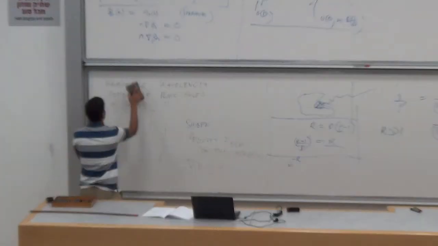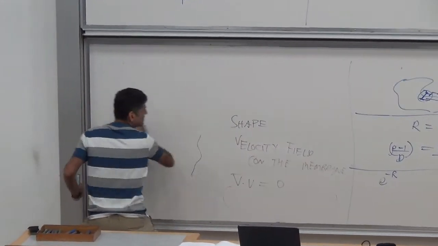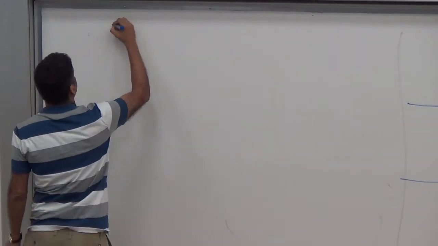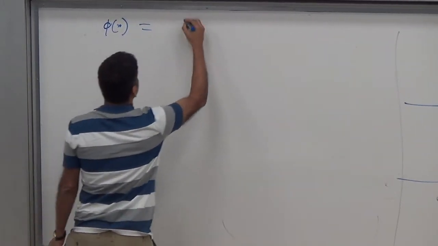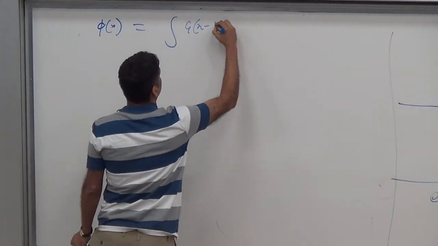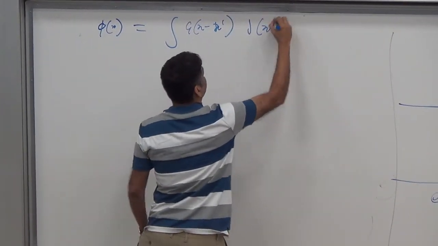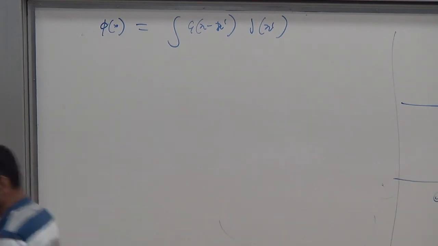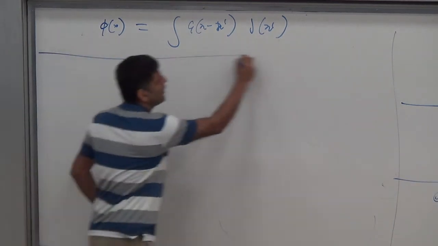We know that the solution is phi of x is equal to the integral of g of x minus x prime times j of x prime, where j is the current and g is the propagator. This current is delta function localized on the membrane. This gives us the formula for the answer. This sounds great. Except for one confusion. But before we come to that confusion, I'm just going to say the following.